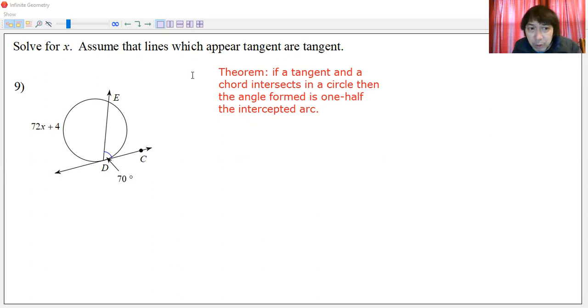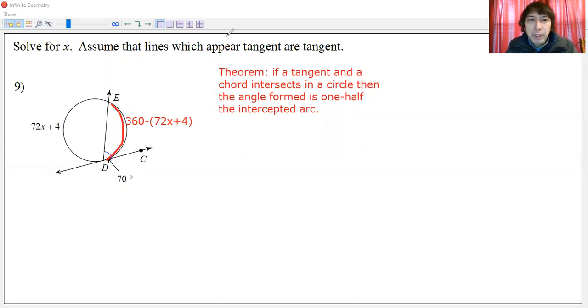So we need to get the expression for the intercepted arc, which will be related to the 70. The arc that we need is the 360 minus the expression on the other arc, which is 72x plus 4. And that's the one we can relate to the 70. It's one full circle minus the other arc, and that'll be the expression for this arc here.